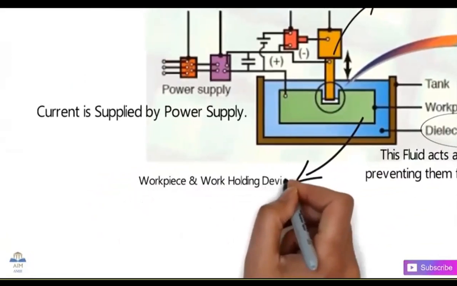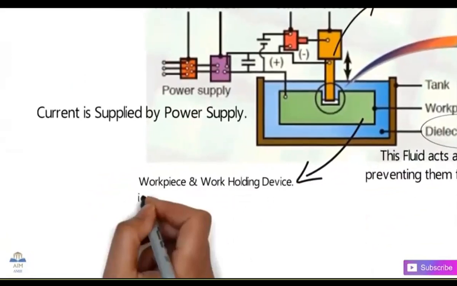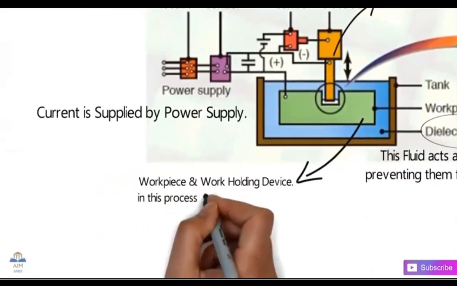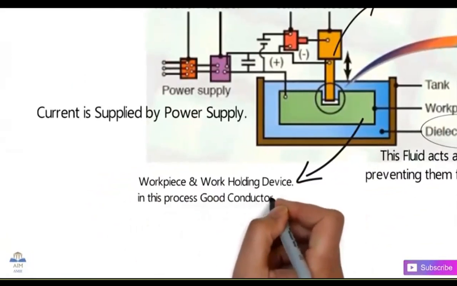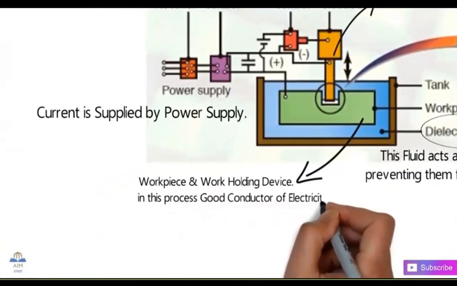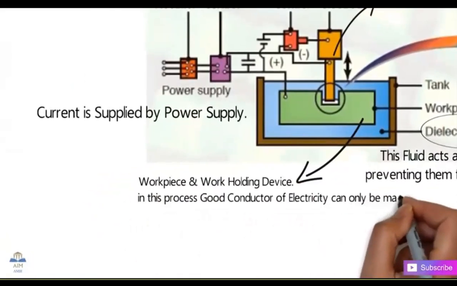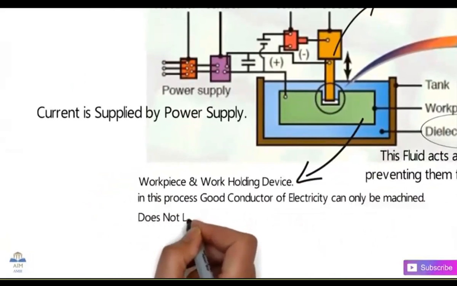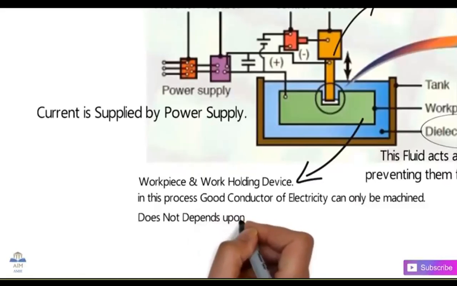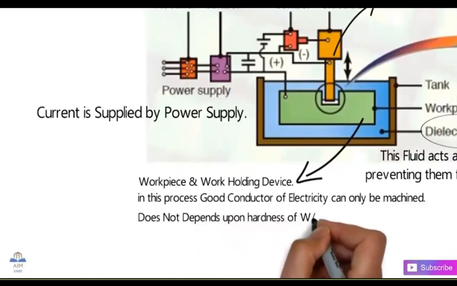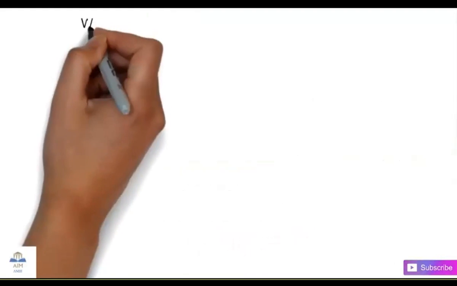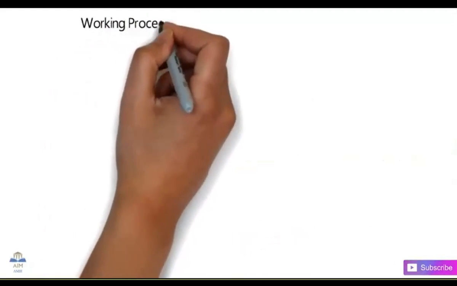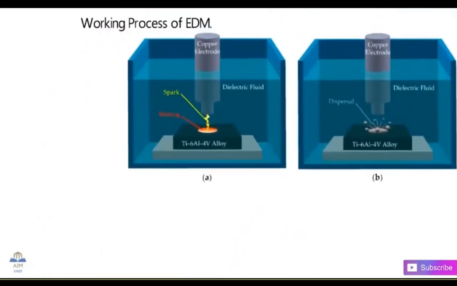The next equipment which is used over here is the workpiece, or you can call it the work holding device. In this process, the workpiece needs to be a good conductor of electricity. If it is a good conductor of electricity, then only it can be machined. And it does not depend upon the hardness of the workpiece. Basically, the hardness can be anything. It can be very high or very low. We can machine both.